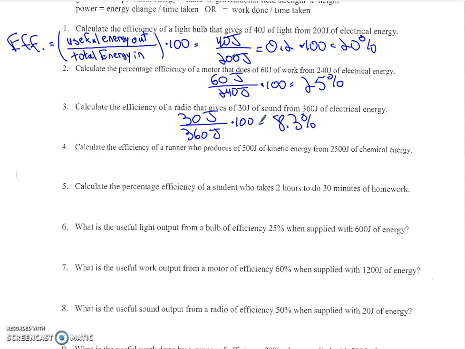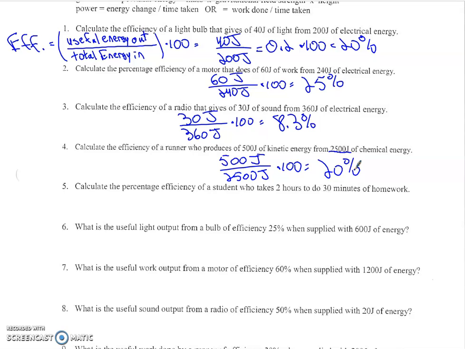Number 4, the efficiency of a runner who produces 500 joules of kinetic energy from 2,500 joules of chemical energy. So what they're saying is this person is eating food, and the energy their body is getting from breaking down that food is at 2,500 joules. But they're only producing 500 joules of energy when they go running. So you take that 500 joules, that's the output, divided by the total energy input, which is 2,500 joules. You're going to multiply the answer by 100 again, and that gives you 20%.